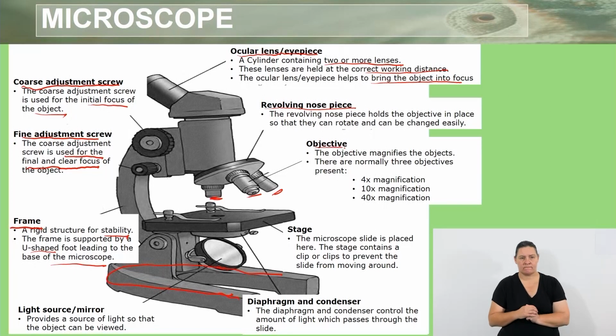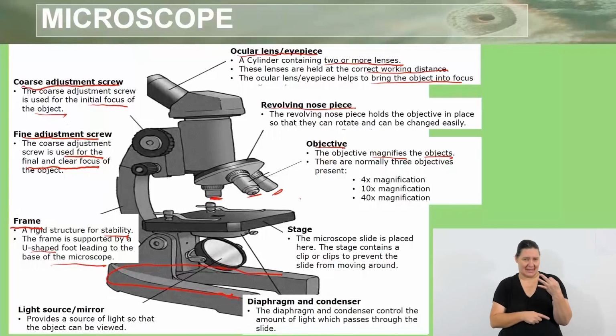So the objectives magnify the objects. This is what the objectives do. They make whatever microorganism to look bigger so that you can see it with your eyes. There are normally 3 of them present, and all 3 of them are magnifying at different levels, as you can see over here. And then we have our stage.